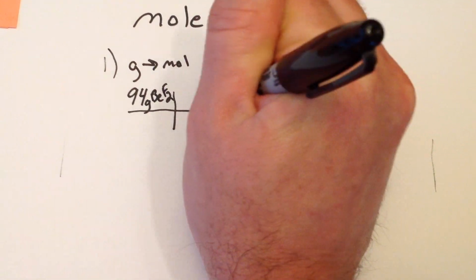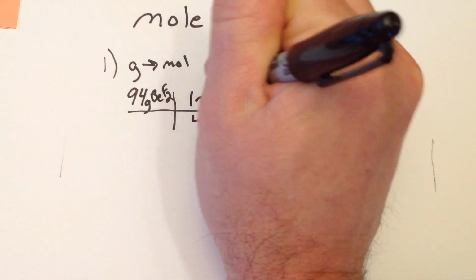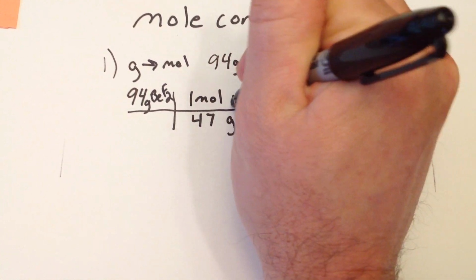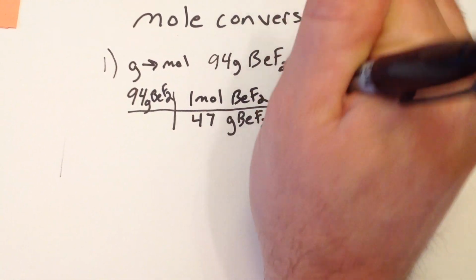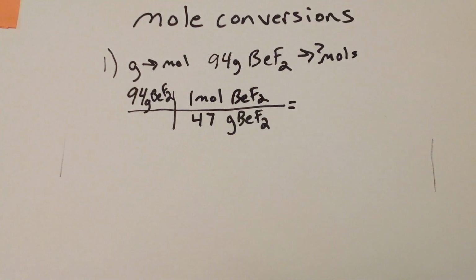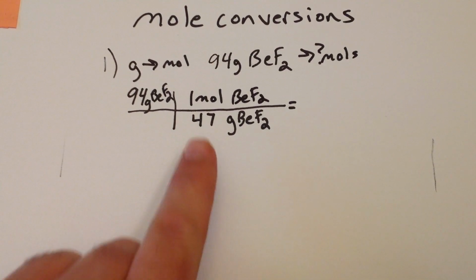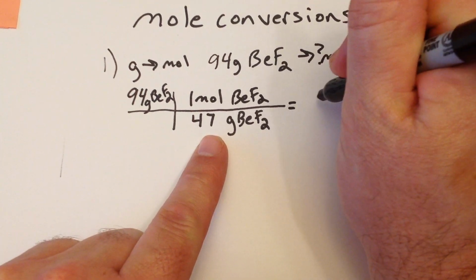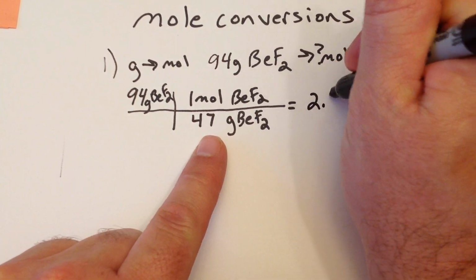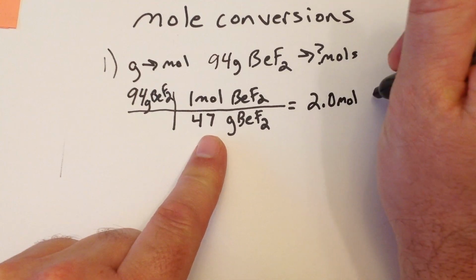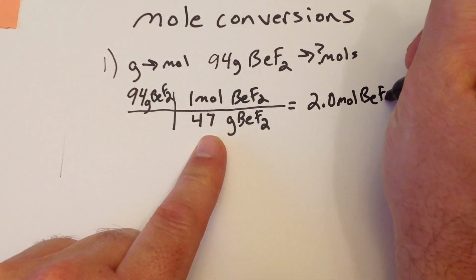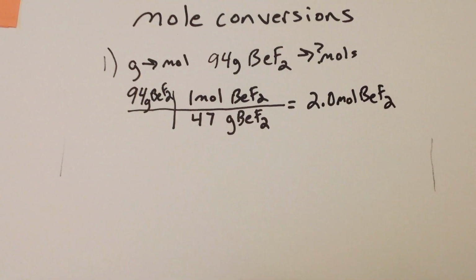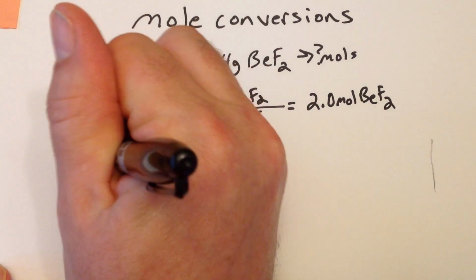I'm going to round to make it a lot easier for us, since these are just some very easy examples. So calculate that out. 94 divided by 47 simply gives you 2 moles of BeF2. That's all you do for that type. So let's try our next type.